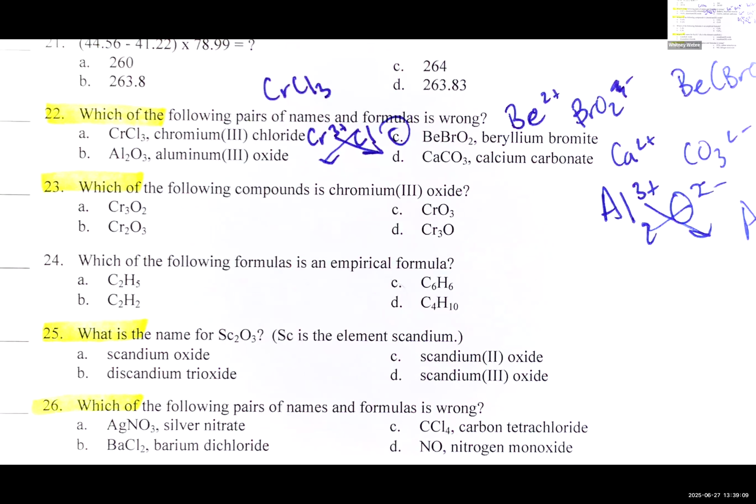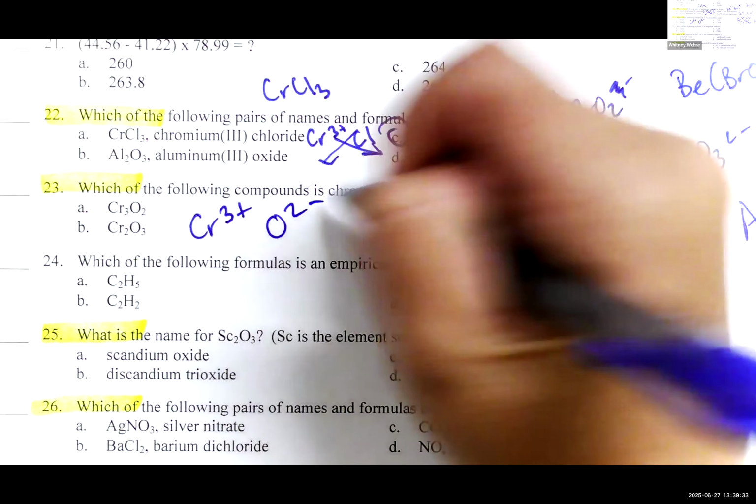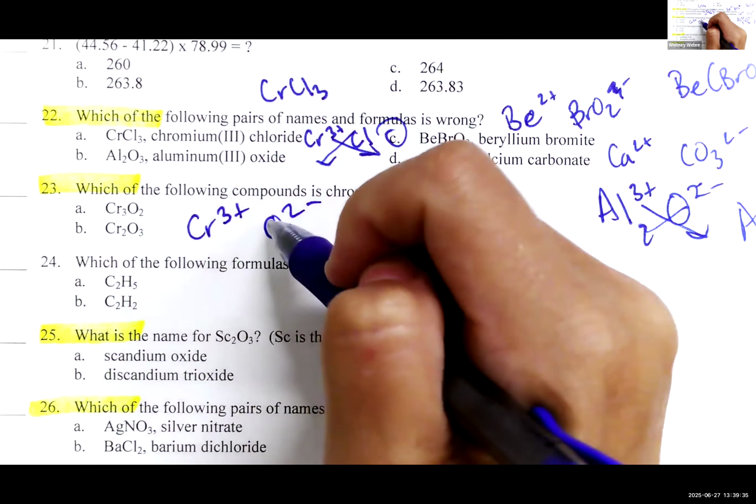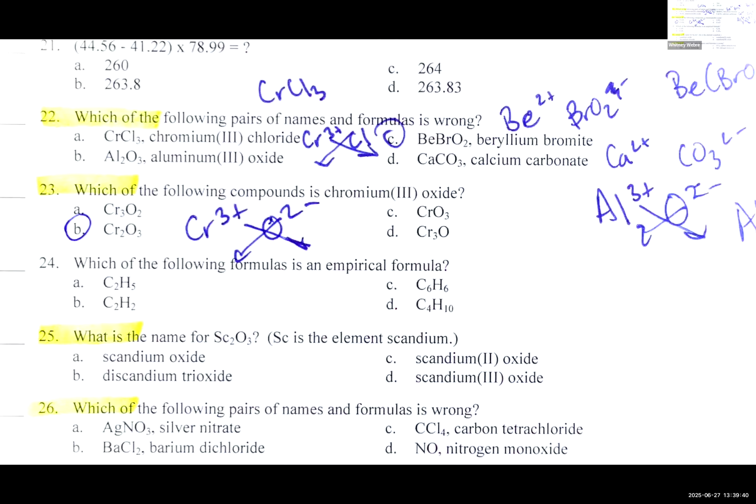23. Which of the following compounds is chromium oxide? Just like we did before, you have to assign the charge, and then if you have to crisscross, you crisscross. What do you think it is? I agree. So if it's a 3, that's going to be Cr 3 plus, O 2 minus, which means crisscross. So it'll be Cr2O3.